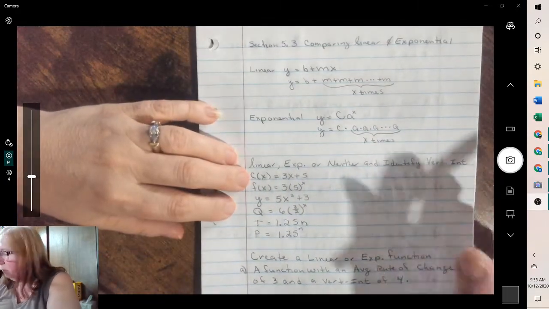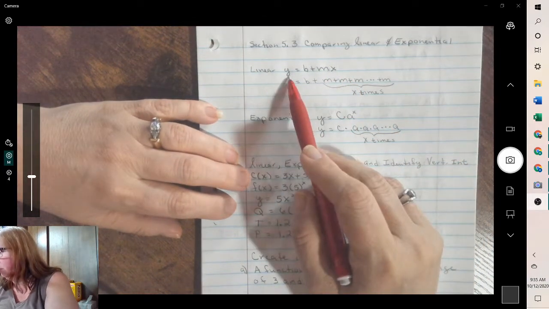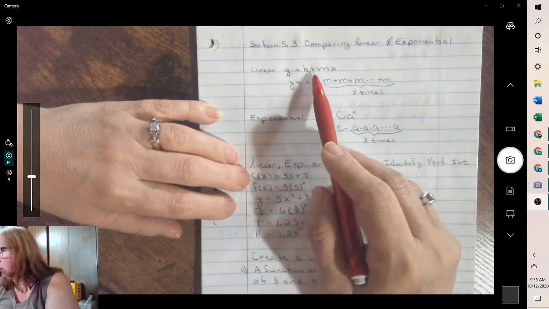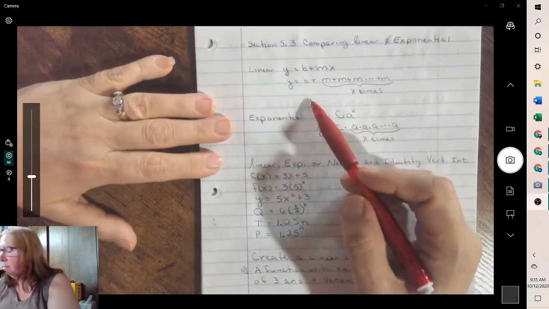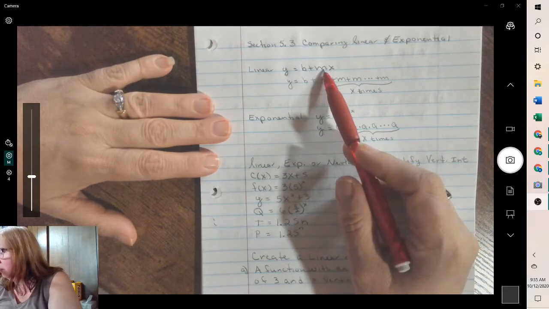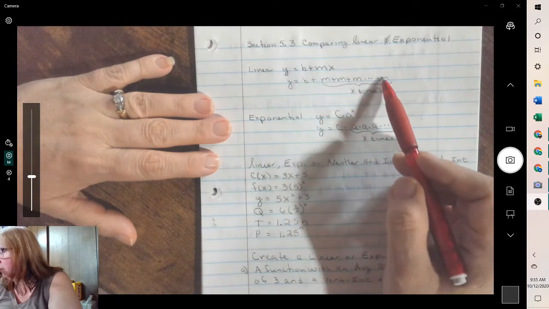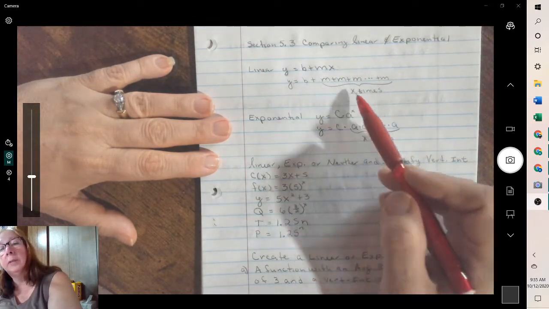Today we're going to cover section 5.3, comparing linear and exponential equations and graphs. Linear, x is to the first power, and we usually write it in the form y equals b plus mx or mx plus b. What it means is b, your y-intercept, plus the slope times x. So it's an addition problem.